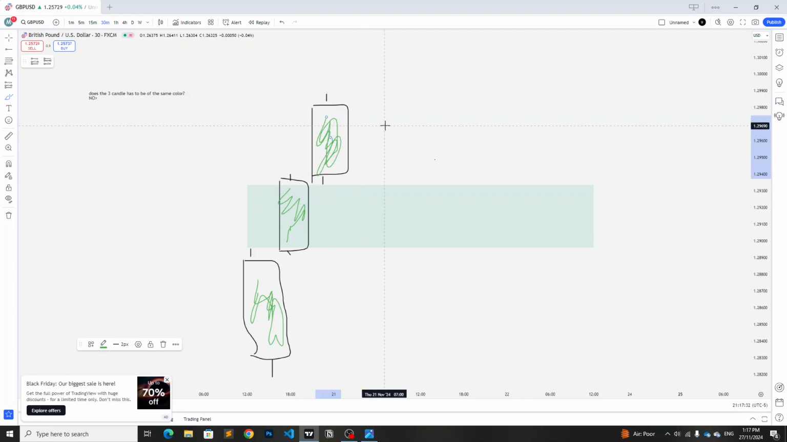So normally it goes like this, but what if this is a red candlestick? Would you still say this is a fair value gap? Absolutely. Why not? Because there's still imbalance. The three candlestick pattern is right here. There's imbalance, that's a fair value gap. So that is the bullish fair value gap, right?